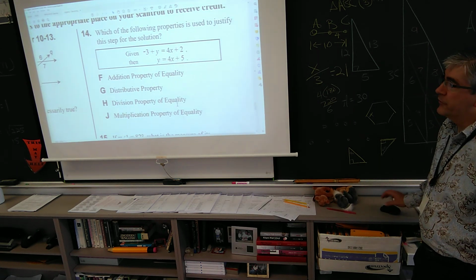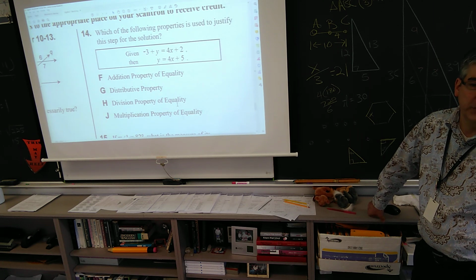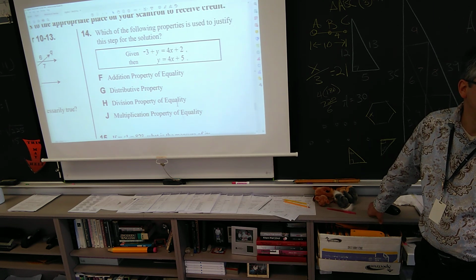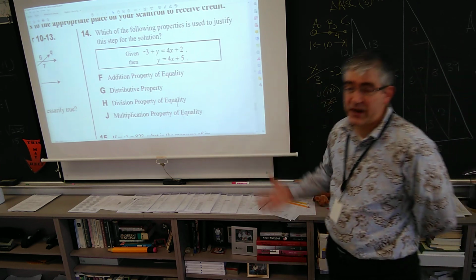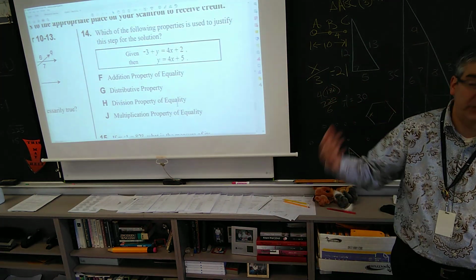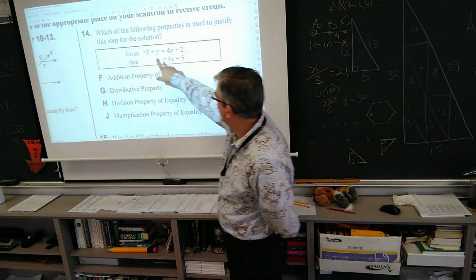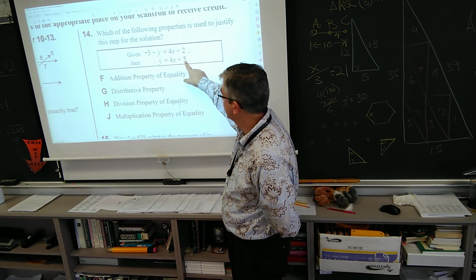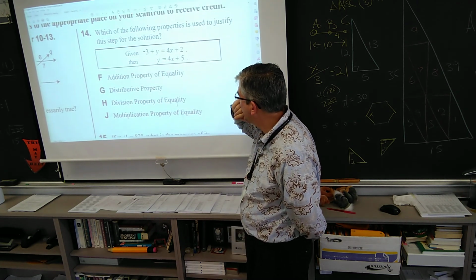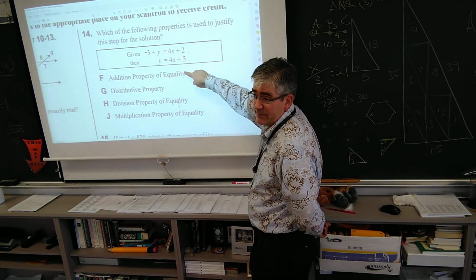Number 14. Which of the following properties is used to justify this step? So this was just chapter 2, section 4, using your rules of algebra. You can add something to both sides, subtract something from both sides, distribute on one side, simplify, divide. Okay, what we see here is the negative 3 is gone and the 2 turned into a 5. So that would be the addition property.